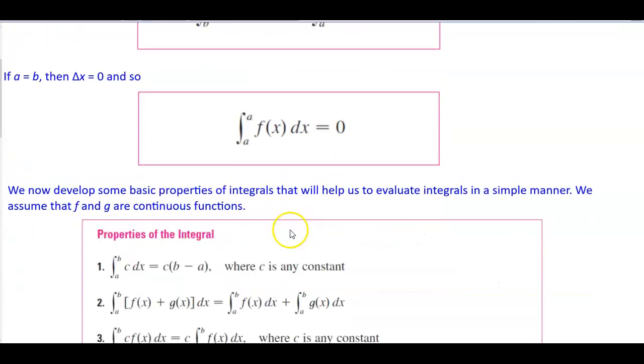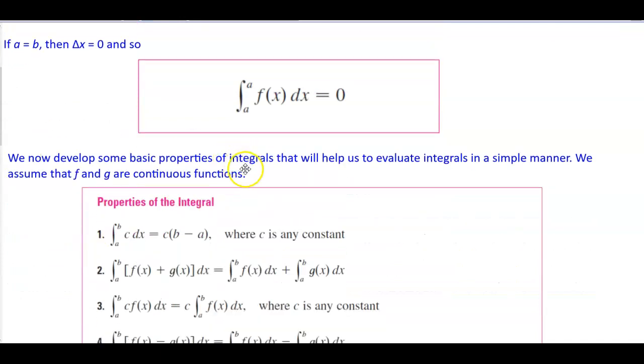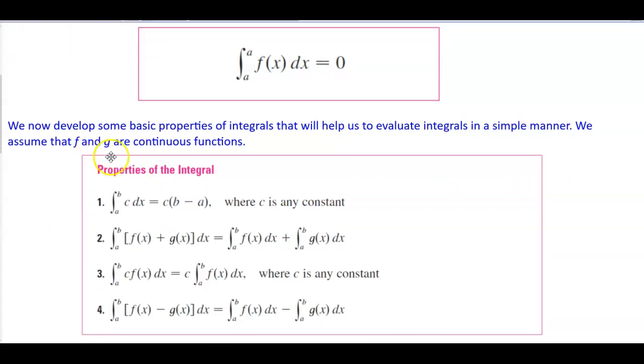Now, we develop some basic properties of integrals that will help us to evaluate integrals in a simple manner. We assume that f and g are continuous functions. So, some of the properties of the integral. Number 1, if we have an integral that goes from a to b of a constant c dx, it's going to equal c times b minus a, where c is any constant.